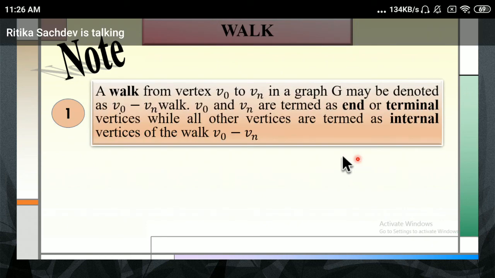Note this. A walk from a vertex V0 to Vn in a graph G may be denoted as a V0-Vn walk. V0 and Vn are termed as end or terminal vertices, while all the other vertices are termed as internal vertices of the walk V0 to Vn. It is as good as somebody is asking you to travel from Ulhasnagar to Dadar. Now, how do you go from Ulhasnagar to Dadar? It is up to you.